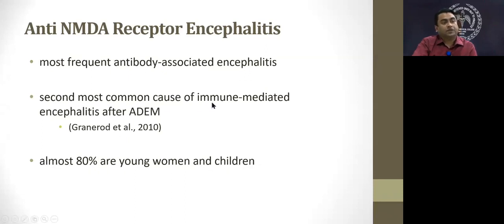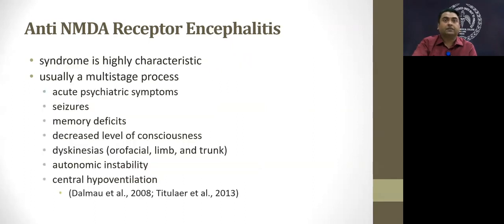Probably the second most common among the immune-mediated, probably the third most common among all the individual etiologies of viruses, and then the ADEM, and then the autoimmune or the NMDA receptor encephalitis. As you can see, most commonly it occurs in young women and children. Almost 80% are involved in them. The syndrome is highly characteristic, going stage by stage, like in the story I just mentioned.